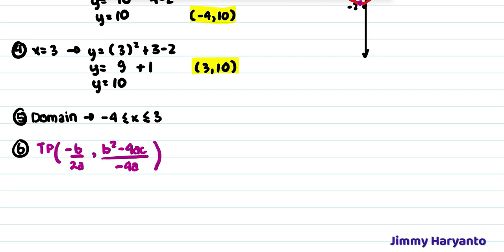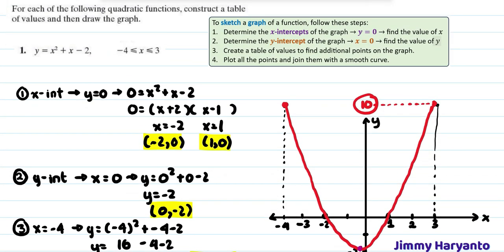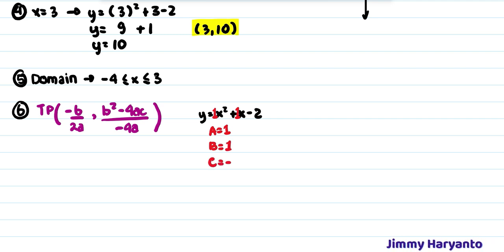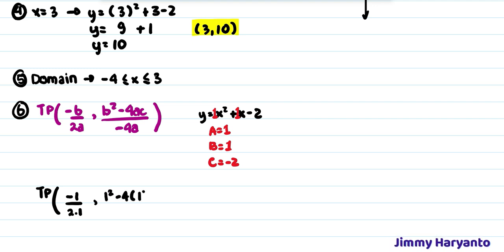lowest point. So I will rewrite the question. The question is x squared plus x minus 2. So the a will be equal to 1, and then the b also 1. B equals 1, and also c equals negative 2. That means the turning point is negative 1 over 2 times 1, comma b squared minus 4 times a times c over negative 4 times a.